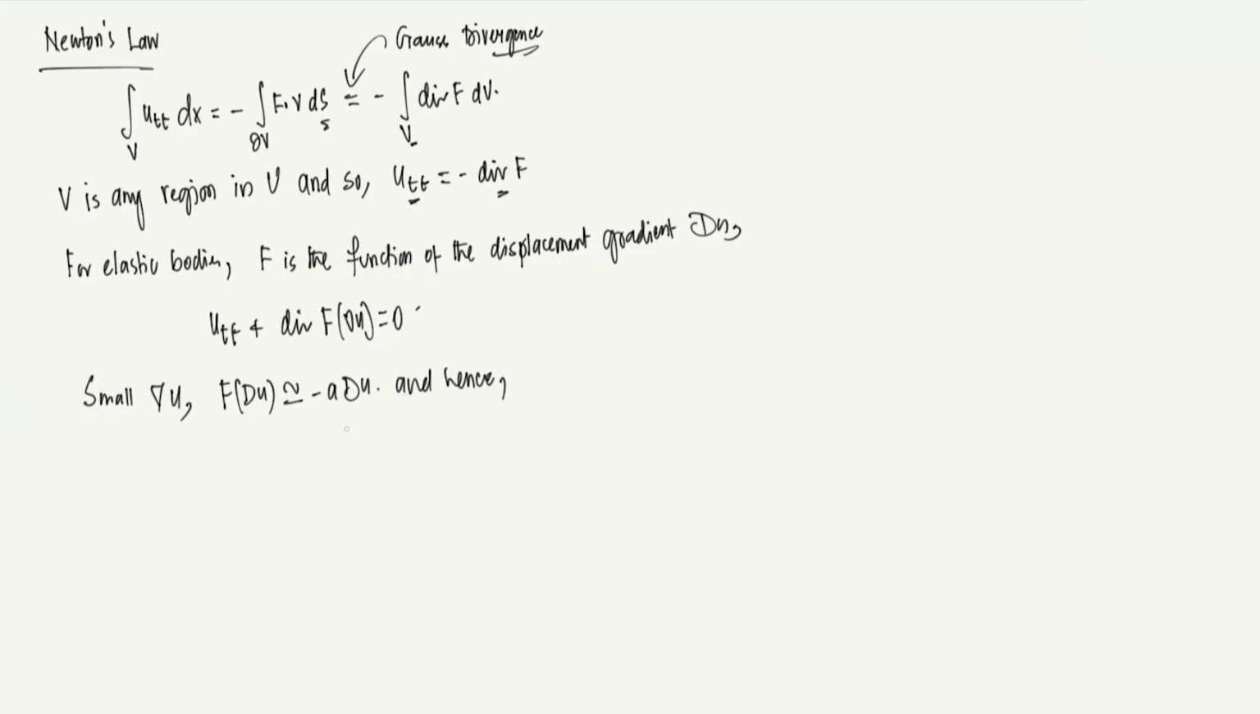I hope this is clear. This is the idea of the derivative: in a small neighborhood of some point, if the function is differentiable, you can approximate it using its linear component. That's the idea we are using for small displacement. You can have a linearization and write it as u_tt minus a times the Laplacian of u equals 0. This is the wave equation interpretation.